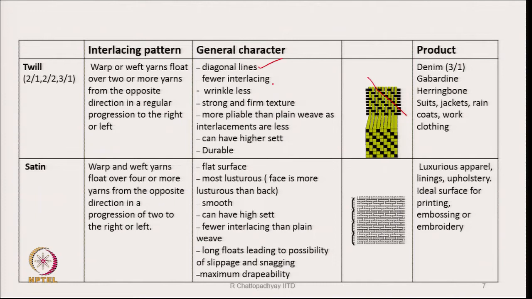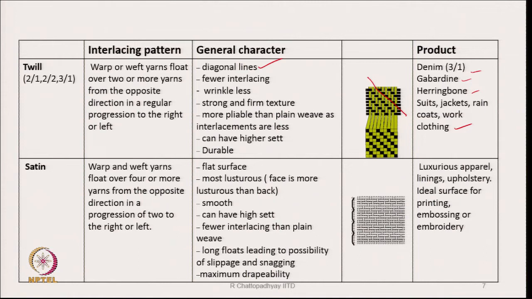Fewer interlacements in this case, it wrinkles less, is a strong and firm structure, more pliable, can have higher set, and it is durable also. Typical products are denim, gabardine, herringbone, suits, coats; these are typical applications.